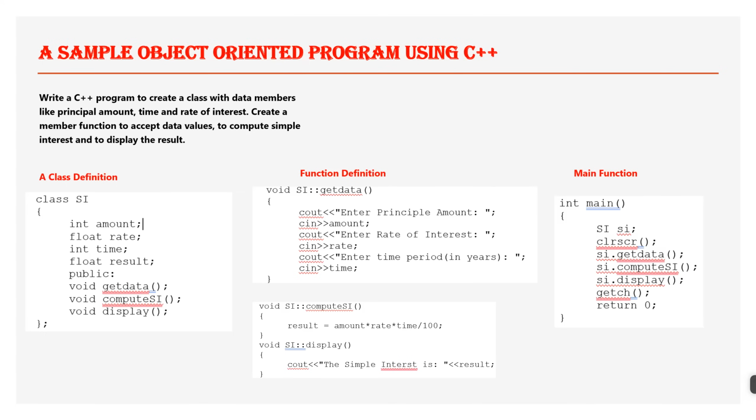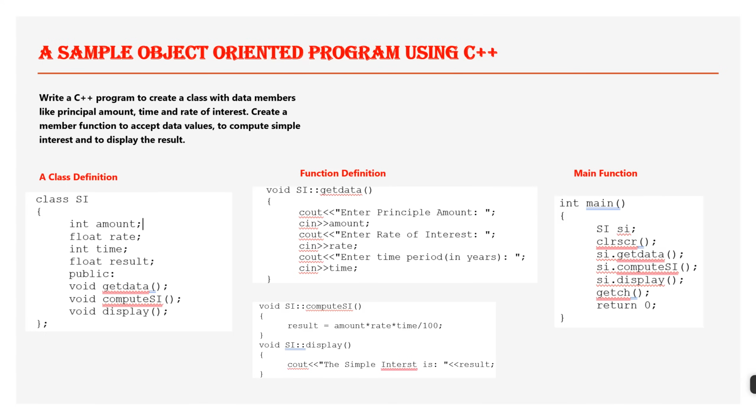Normally the rate of interest should be taken as float. Sometimes it is 2.5%, 8.6%, 5.1%. Like this, the interest rate is calculated. And we require time for a period of years: how many years you are going to calculate the interest. Then the result contains the interest. Rate of interest is different, interest is different. So principal amount, rate, time and result: these are the 4 data members.